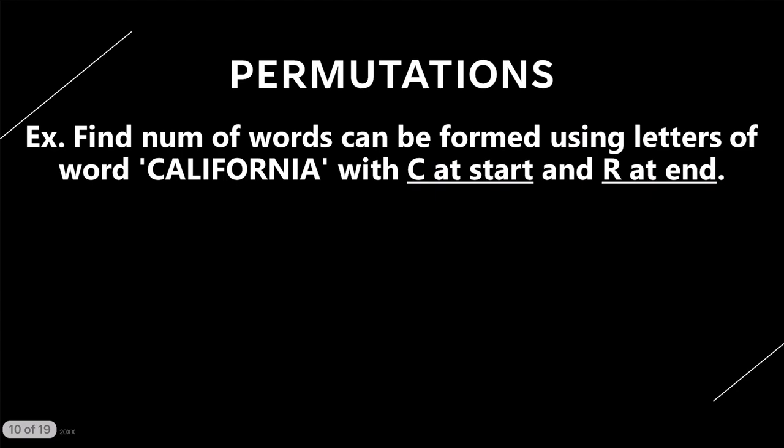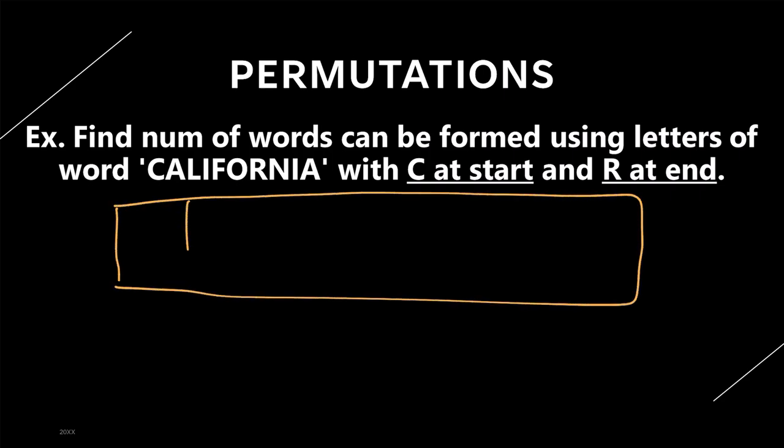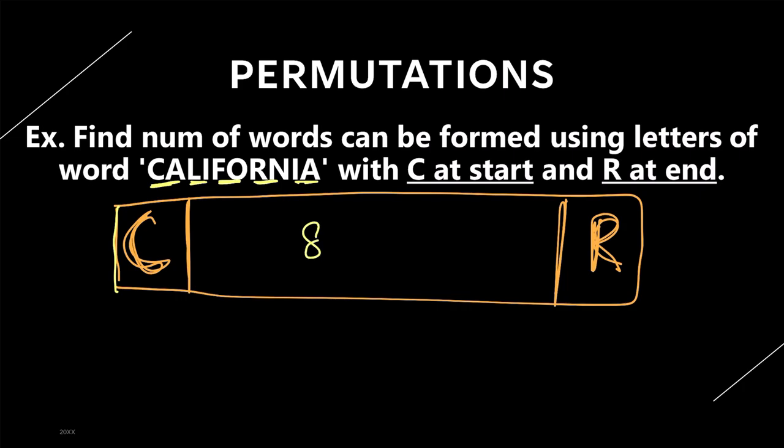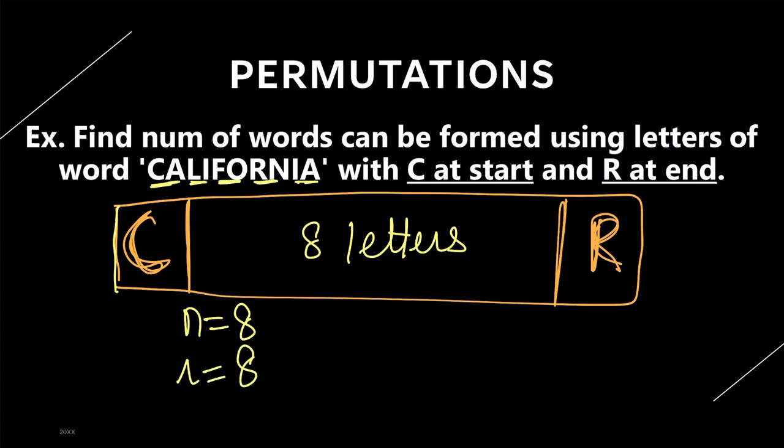Now moving on. There's another word. This is California, where C and R are at the start and the end. So first thing, I'm just going to fix C and R, right? So how many letters do I have? 1, 2, 3, 4, 5, 6, 7, 8, 9, 10. So out of 10 letters, 2 are gone. And how many letters am I left with? 8 letters. So I have to fill 8 letters, right?